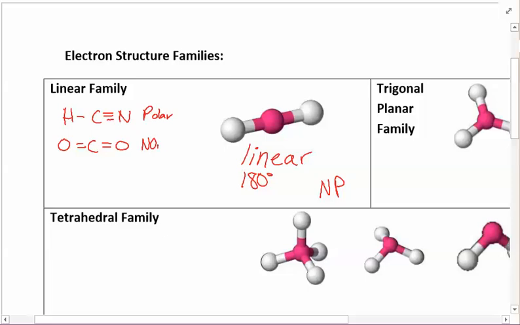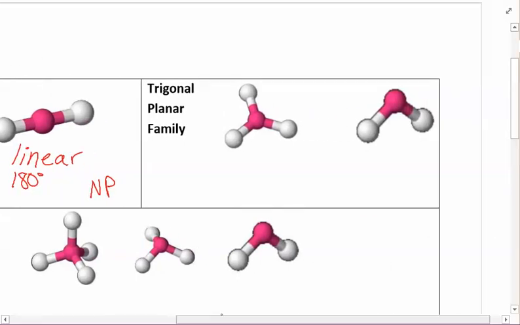This would be nonpolar. So for any of the things that we're discussing today, when we say nonpolar, we're assuming nonpolar when it's symmetrical. If it is asymmetrical, like the example up here, where we have a different atom such as a hydrogen and a nitrogen, it's going to have a different electron distribution. So the linear family only has one member, linear. As we continue on, we're going to have more and more members of the families.